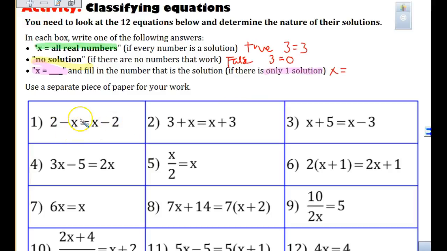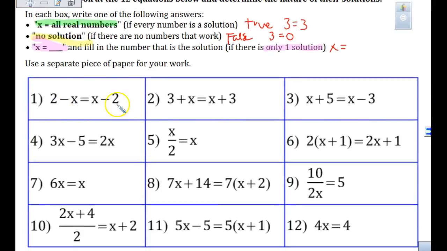So in the first one, we need to move the smallest variable. What are you going to do? Can you solve it? You're going to add X. Please do this right in your workbook. We're not going to do it on a separate sheet.